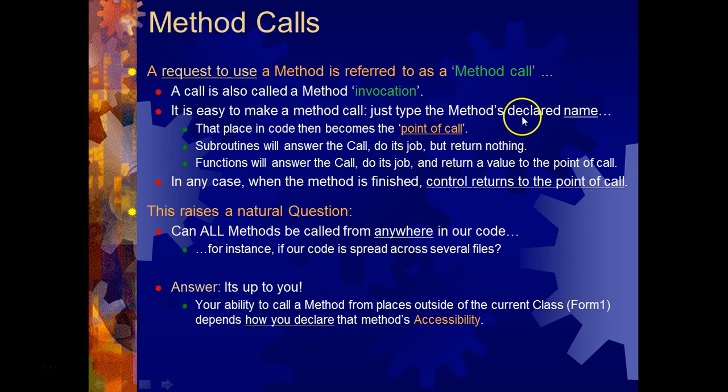Just type the method's declared name. So just like using the function, just type the name of the function. That place in the code then becomes the point of call. Okay, so you can use that phrase, the point of call. Subroutines will answer the call, do its job, but return nothing. Functions will answer the call, do their job, but they return a value to the point of call.